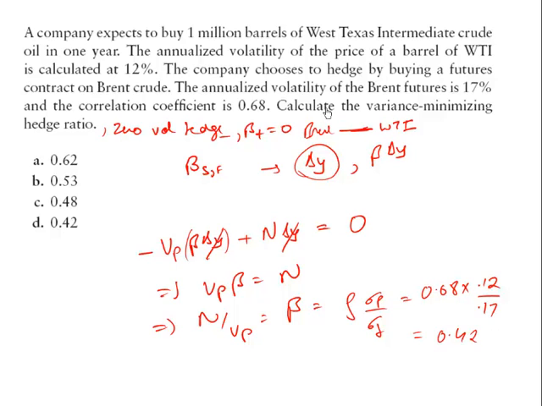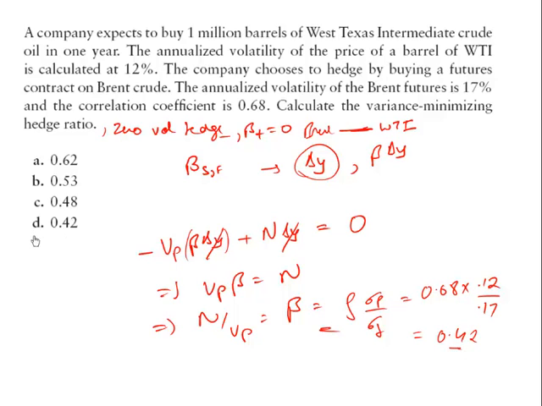Please note, if the question asks for the variance minimizing hedge ratio, you don't need to do all this proof. This proof is just for your better understanding. You need to calculate the beta of the spot with respect to the hedging instrument. That is, if the hedging instrument moves by delta Y, if Brent moves by delta Y, the WTI or our spot position will move by beta times delta Y. And in such a scenario, beta is also the minimum variance hedge ratio as we have proved, that is the amount of forward needed per unit of the spot.